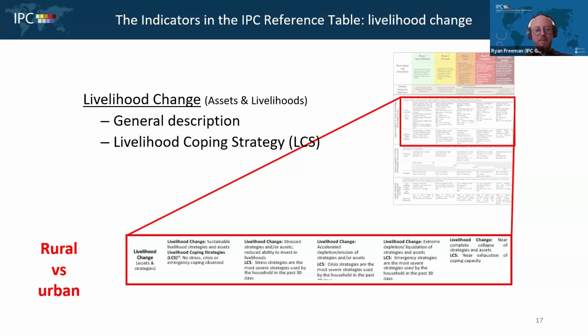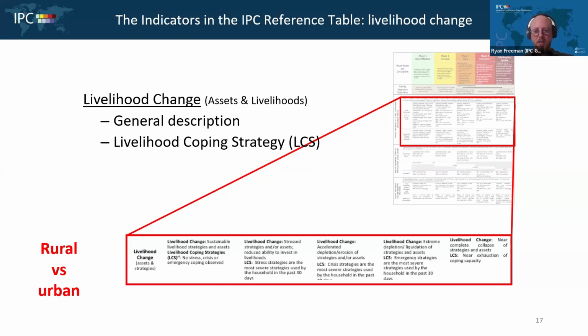So what this livelihood change indicator really allows us to do is dig in on the assets that a household may have and the strategies that may be available for that particular household in that context to cope. And it allows us to have a little bit more understanding on the options that they have and which ones they're using in any given context.